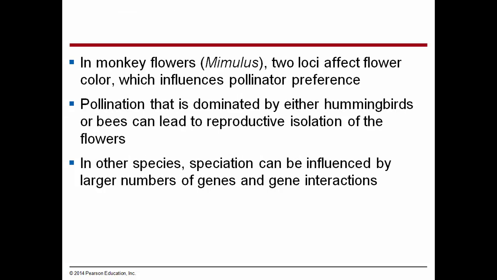In monkey flowers, two loci affect flower color, which influences pollinator preference. Pollination, which is dominated by either hummingbirds or bees, can lead to reproductive isolation of the flowers. In other species, speciation can be influenced by larger numbers of genes and gene interactions.